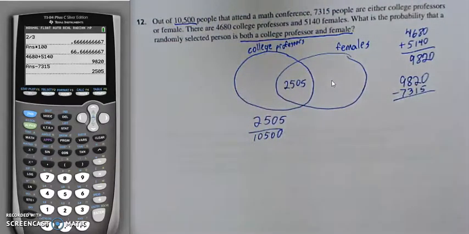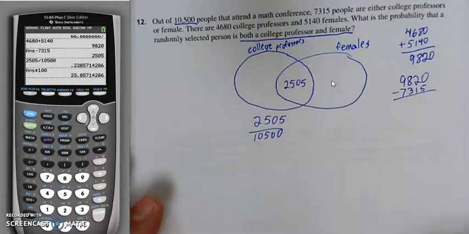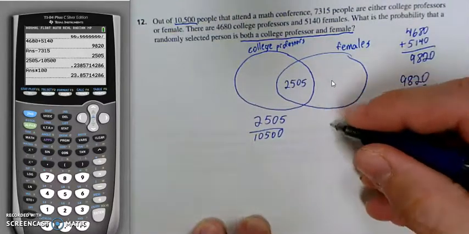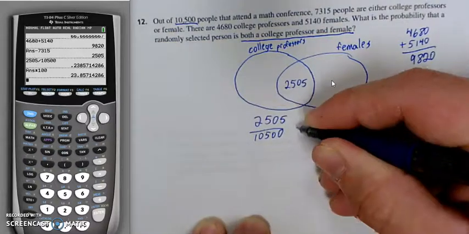Now I can do this division, divided by 10,500, and multiply that by 100 to get my percent, which is 23.8%. Well, 23.9%. I do need to round correctly. So 23.9%.